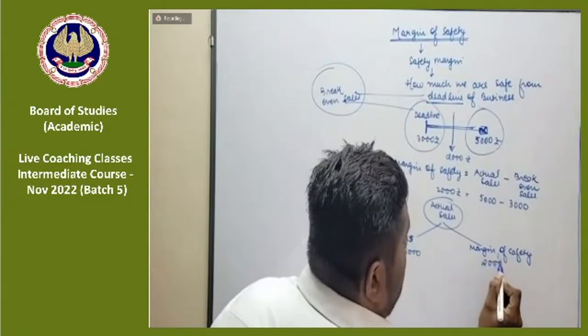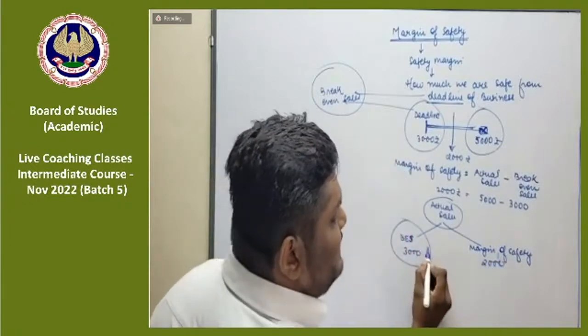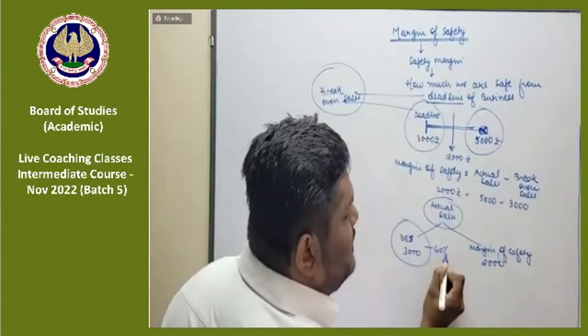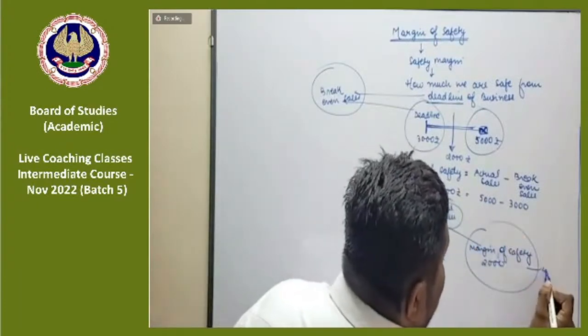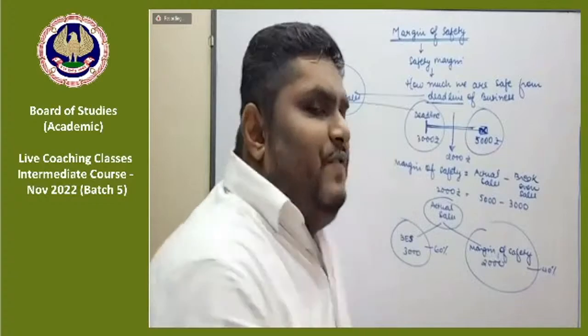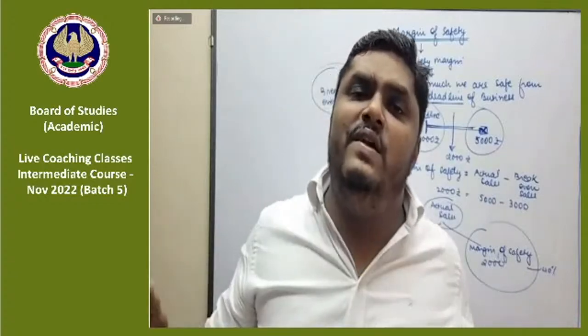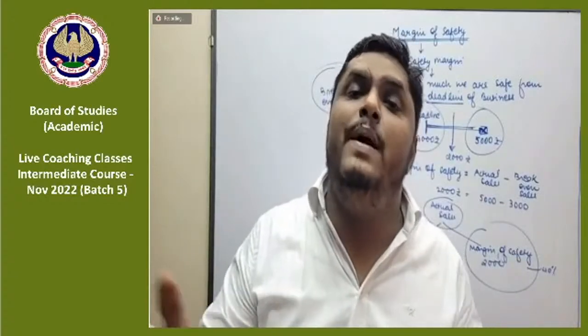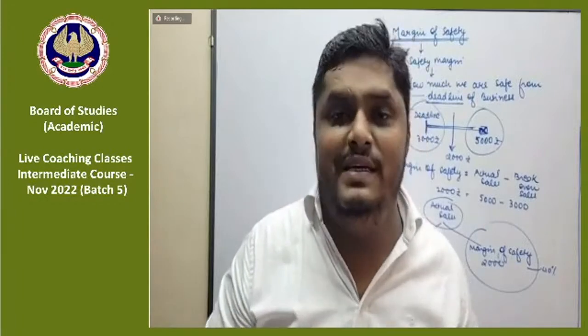That is 2,000. So if the break-even sales is, let's say, 60% of the total sales, the margin of safety will be 40%. If the break-even sales is 70% of the total sales, the balance sales will be my margin of safety sales, that is 30%.